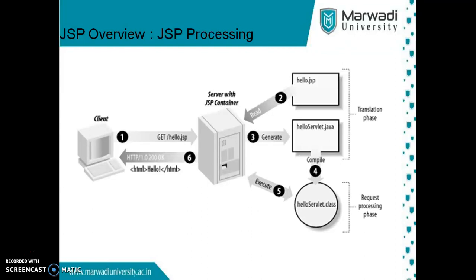See the diagram. On your screen you can see first one page request made for the JSP. Let's say hello.jsp. A request will be received by the web container. First it will check whether the requested file is available or not. So it will read the hello.jsp file. That is stage number 2. The file is available. Now it will be converted, that is, translated into the Java file, hello servlet.java. This phase is called the translation phase, up to the generation of the Java file.